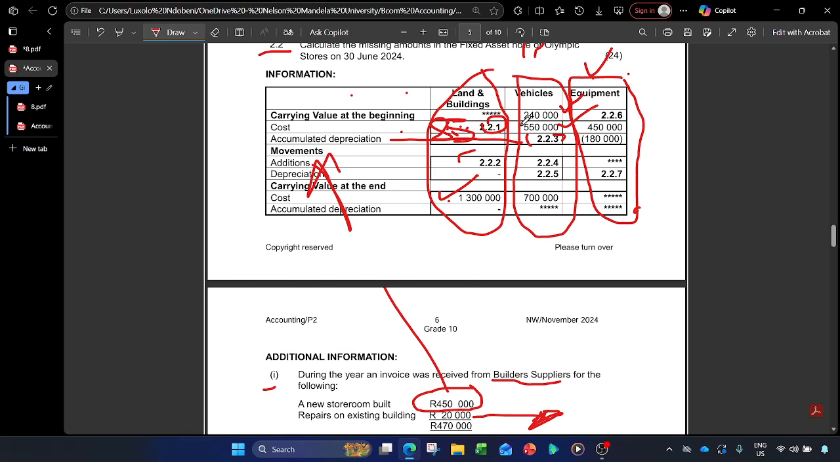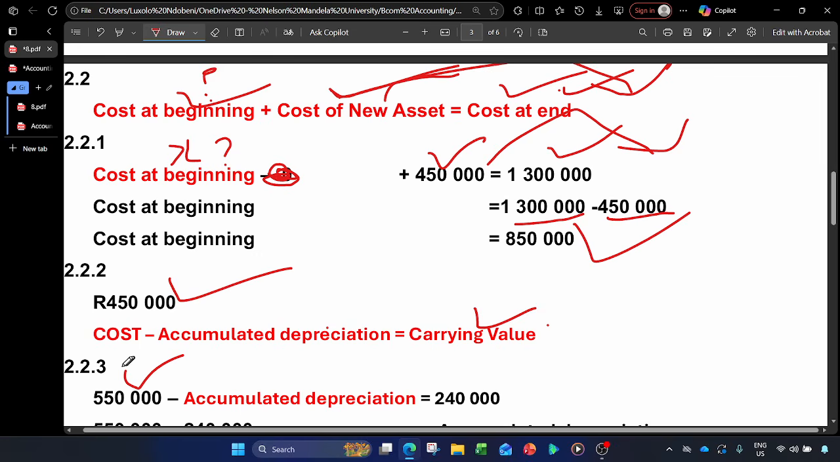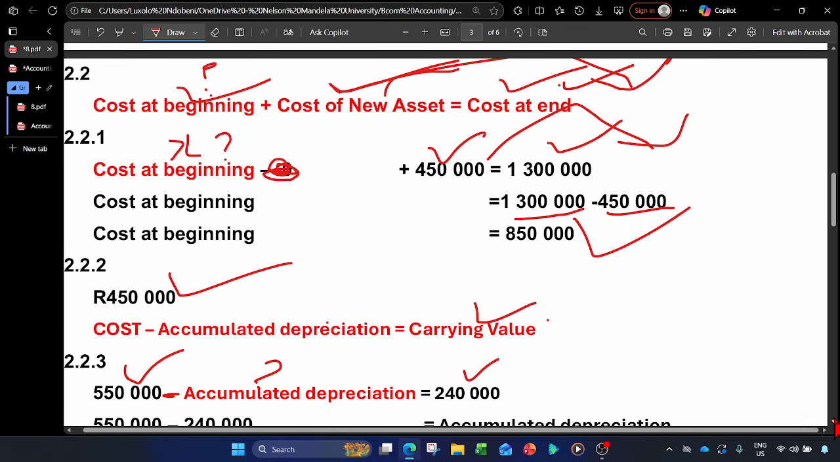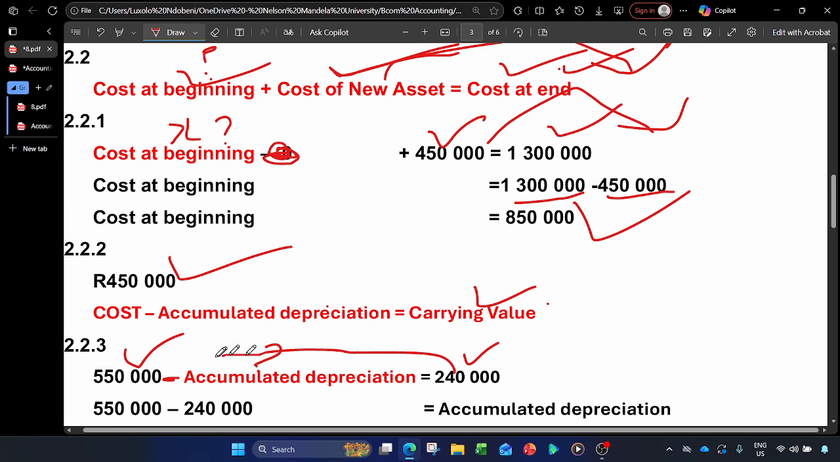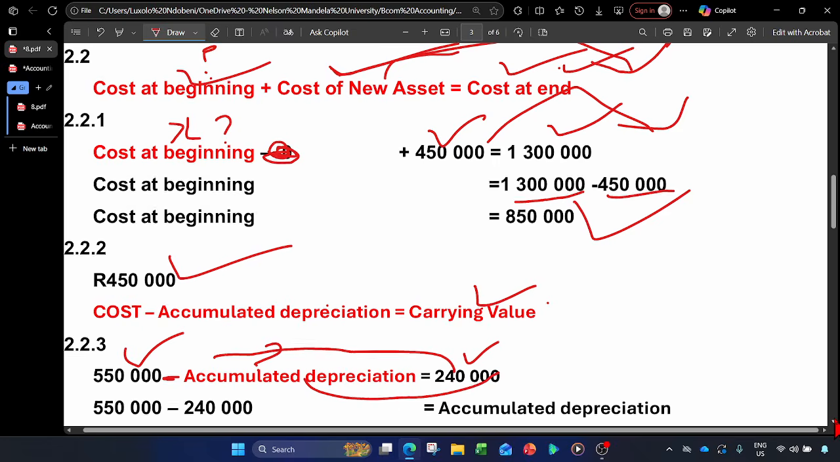So the cost of an asset in vehicle is 250,000 and the carrying value is 240. So the substitute cost is 550. Accumulated depreciation is the question mark, what we don't know. The carrying value is 240. So we say calculate accumulated depreciation. How can you do it? It has a negative balance, right? So you can just transfer it to that side. Take this one to this side and this one to this side. It will be 550,000 minus 240,000, which is equal to accumulated depreciation. Then accumulated depreciation will be the difference of that.